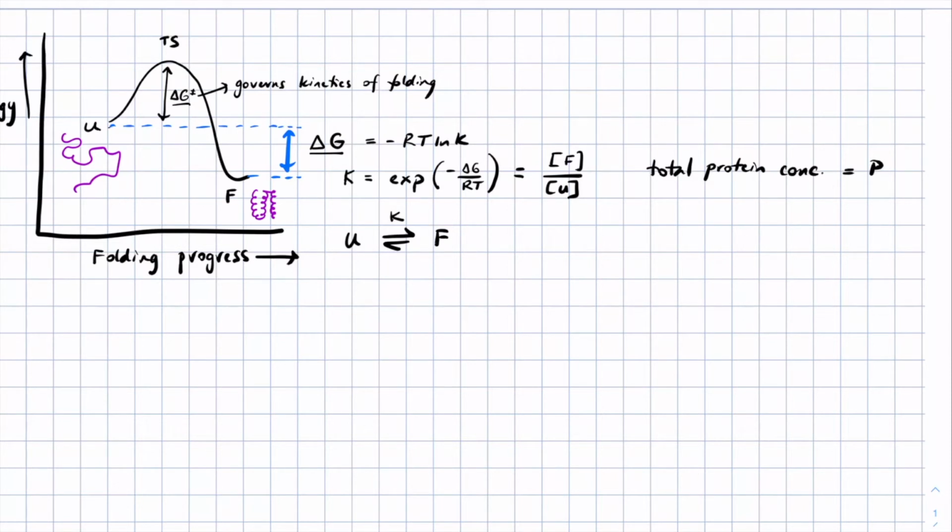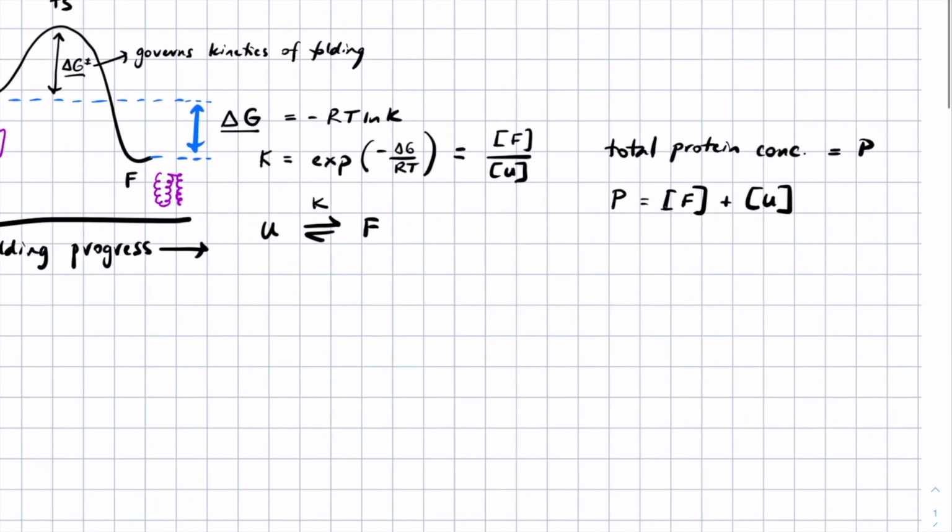And we will say that the total protein concentration equals the concentration of the folded conformation plus the concentration of the unfolded conformation. In other words, all of your protein exists either as the folded conformation or the unfolded conformation, no intermediates.